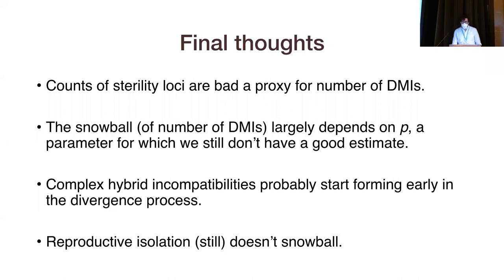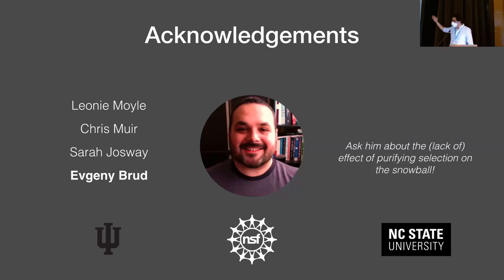All right, with that, I'm going to thank Evgeny, whose picture is here, and of course Leonie Moyle, Chris Muir and Sarah Joswig, with the co-authors in the first part. Evgeny had a poster here about extending the model that we talked about today, but modifying the weights of how we pick the nodes, which we can use as a proxy for differential rates of evolution that we can think about as purifying selection in some genes. So I encourage you to go and talk to him or look for his poster online if you're interested in that kind of stuff. All right, thank you very much.